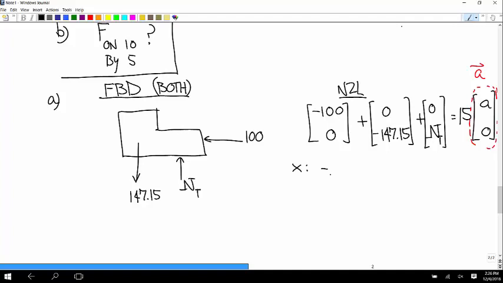So the x equation says negative 100 is equal to 15A. And so A is equal to negative 6.6 repeating. Plug that back into the acceleration vector, and you get negative 6.6 repeating for the x component, 0 for the y component.